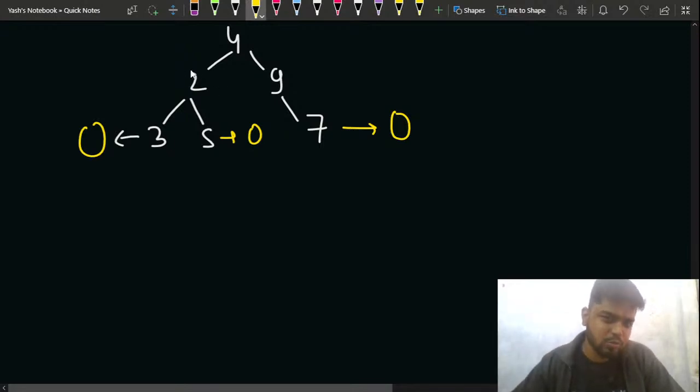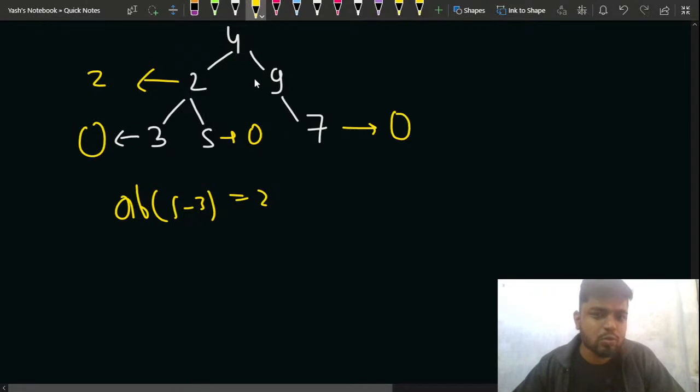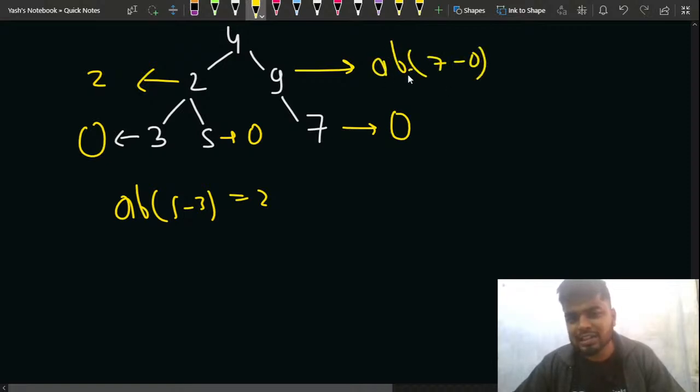But now let us talk about this 2. For this 2, can I say that the total on the left side is 3, and the total on the right subtree is 5? So the absolute difference is 5 minus 3, which gives us 2. So for this node, the tilt is 2. For this one, the left child doesn't exist, so I have to think of it as 0, and for the right child, the value is 7, so the absolute of 7 minus 0 gives us 7.